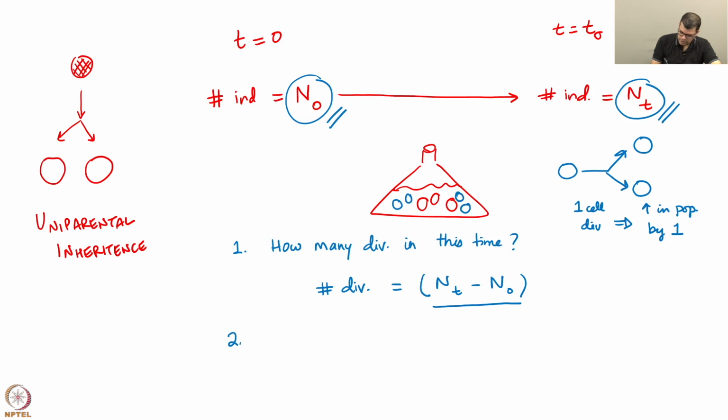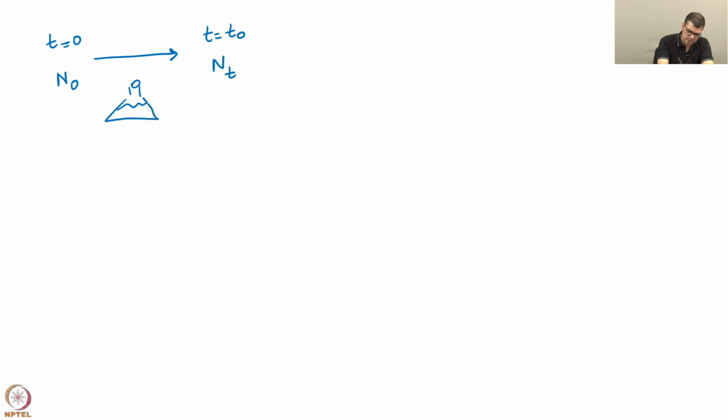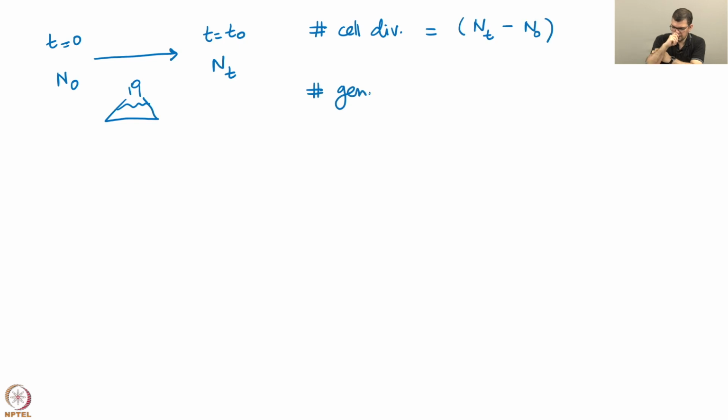The second thing that we want to note is how many generations passed in t naught time. And to calculate that, what we should realize is, let us do this on the next slide, that we started at t equal to 0, the number was n naught, and we let growth take place for a while, t is equal to t naught, and number of individuals in the flask is nt. So this transition has happened in this time, and we now know that the number of cell divisions in this process that took place over t naught time is simply equal to number of cells at the end minus number of cells at the beginning of the process. And what we are interested in is how many generations happened in this time.